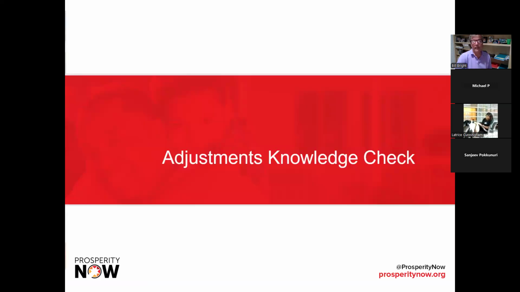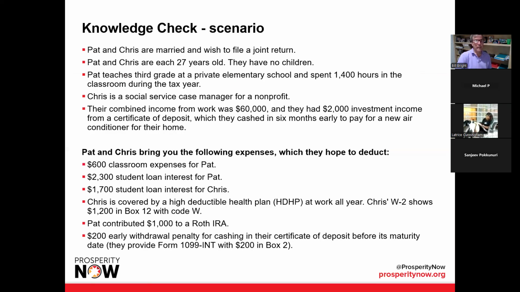Okay. So here we go. Here's a typical, I won't say typical because there's a lot going on here, but this sums up all of this stuff. So Pat and Chris are married. They want to file a joint return. They're each 27. There's no children. Okay, it's nice and easy.